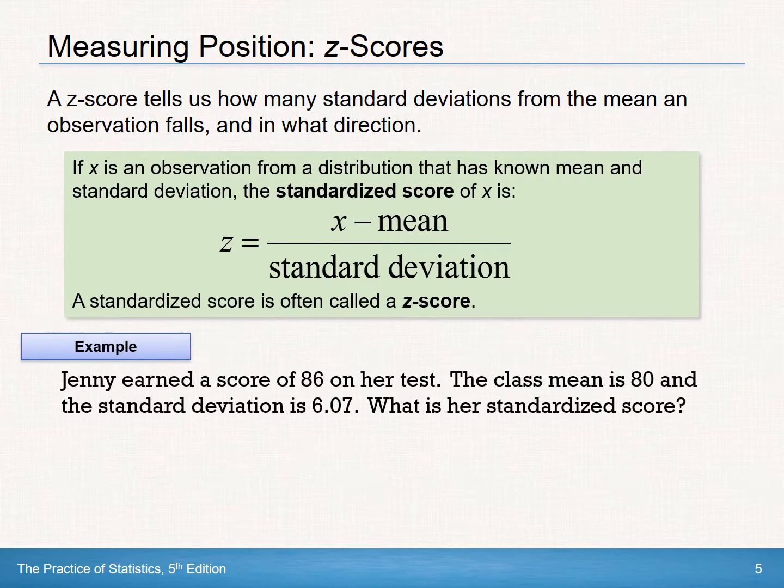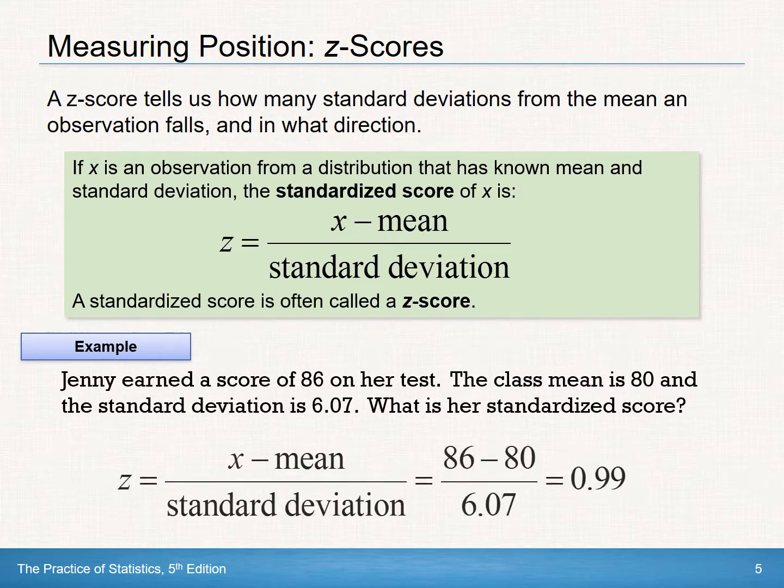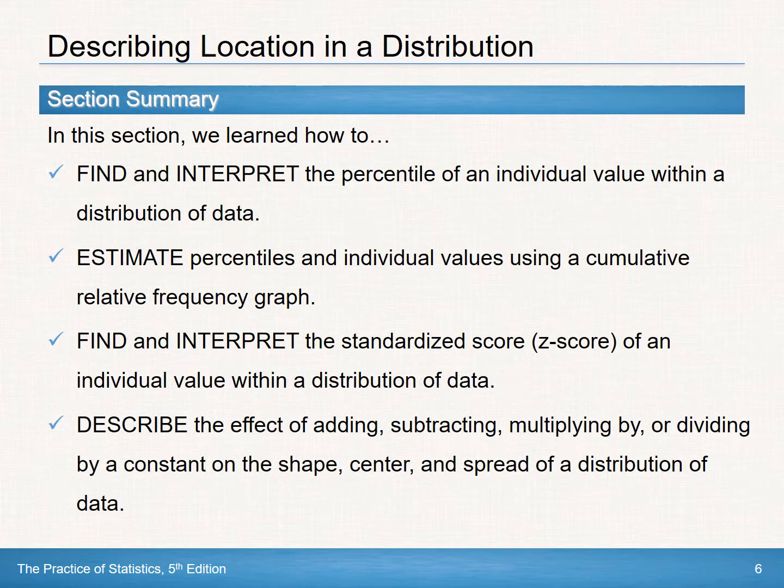So if we take Jenny's example again, she had an 86 on the test. The mean of the class was 80, and the standard deviation was 6.07. Her standardized score, 86 minus the mean, 80, and divide by the standard deviation, gives her a standardized score of 0.99. That is her standardized score. It means that she's almost one standard deviation above the mean. It's positive.